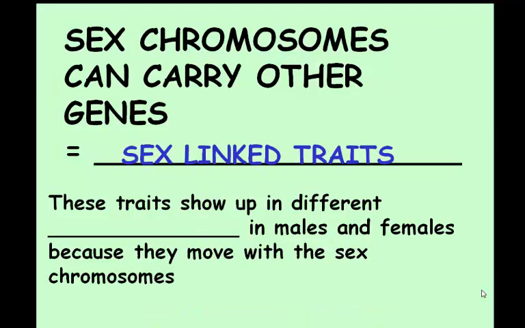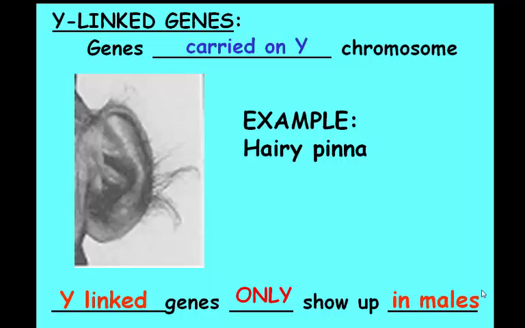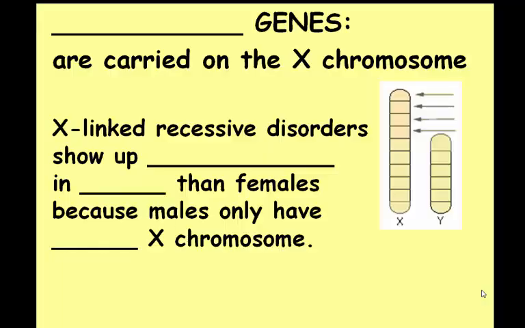Sex chromosomes can carry other genes, and we call those sex-linked traits, which again we've talked about before. These traits show up in different percentages in males and females because they move along with the sex chromosomes. So we have Y-linked genes. Y-linked genes are genes that we find on the Y chromosome. That's kind of like a duh thing. An example of that is hairy pinna, and that just means hairy ears. So you don't really see a lot of women walking around with super hairy ears. Y-linked genes only show up in males, and that makes sense. It's on the Y chromosome.